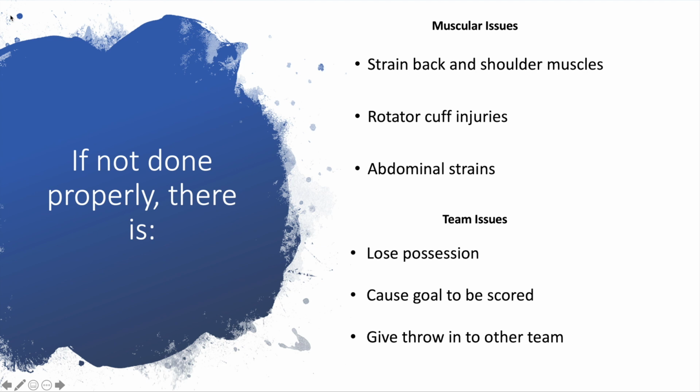So some of the muscular issues could be strained back and shoulder muscles, potential rotator cuff injuries, and also abdominal strains. If you do this wrongly, you could turn the ball over to the other team. You could also have a goal scored on you by the other team. Or if you do the throw-in improperly, like not having the ball behind your head before you throw it, it gives the throw-in to the other team, so there's that.